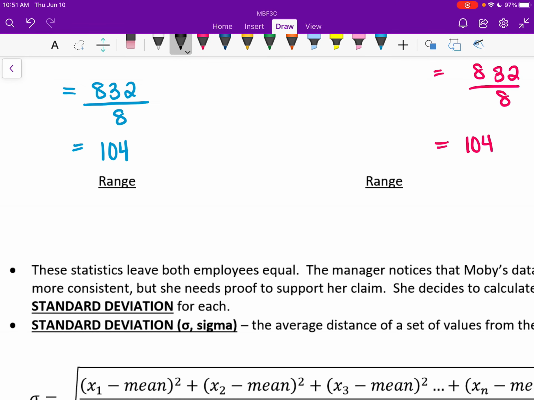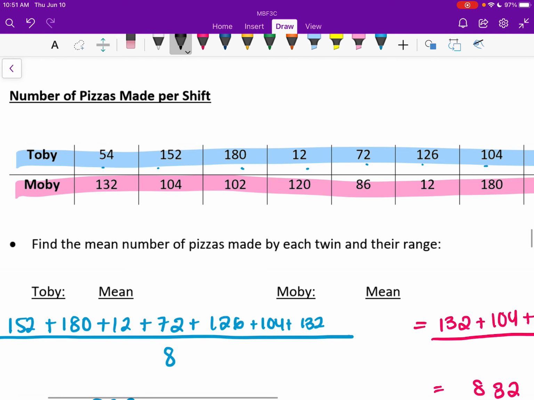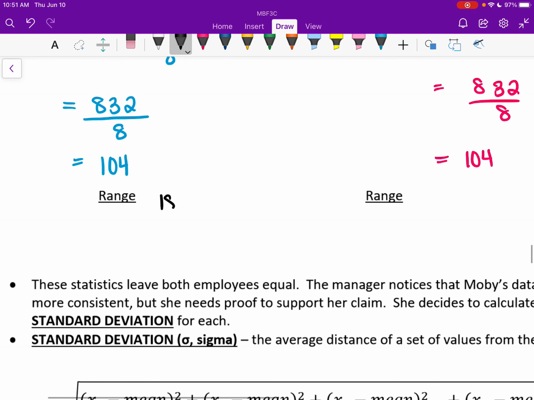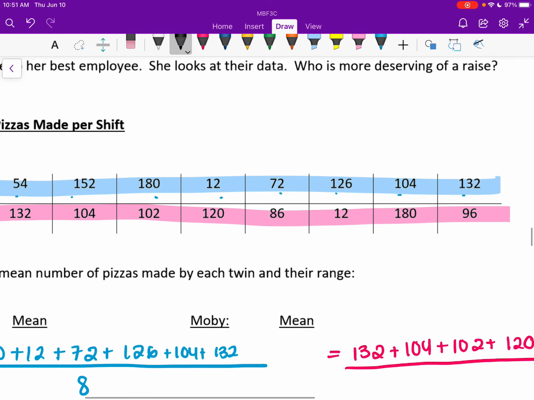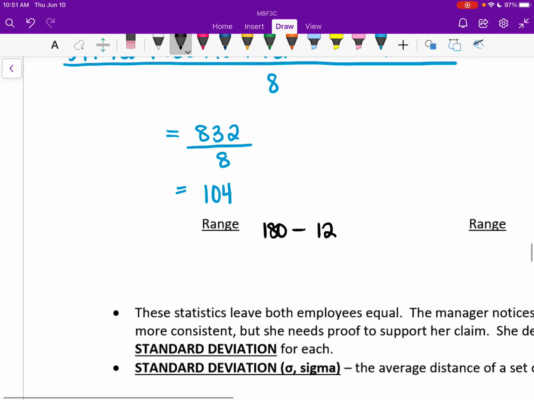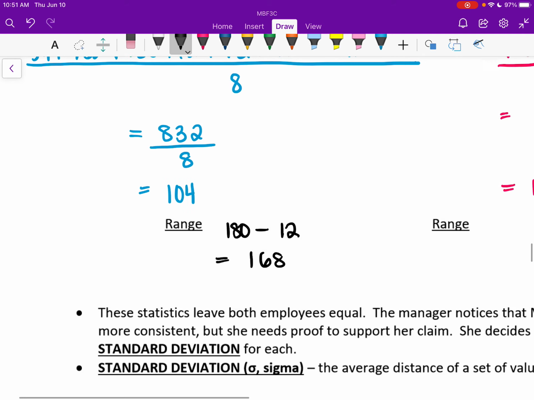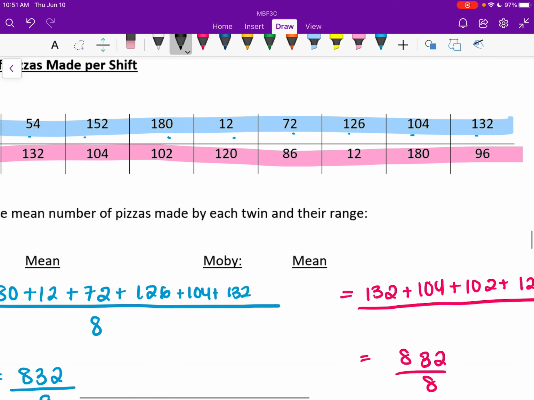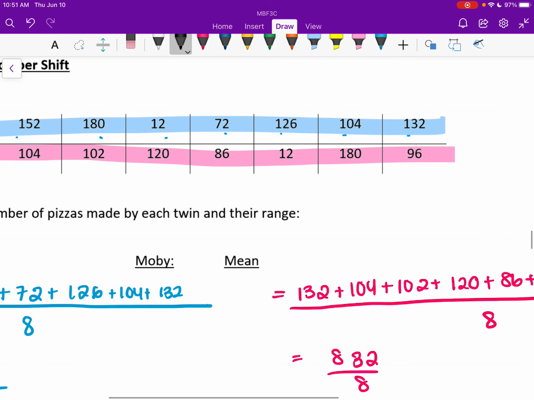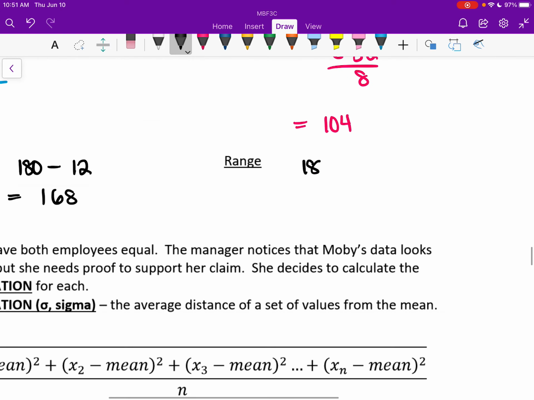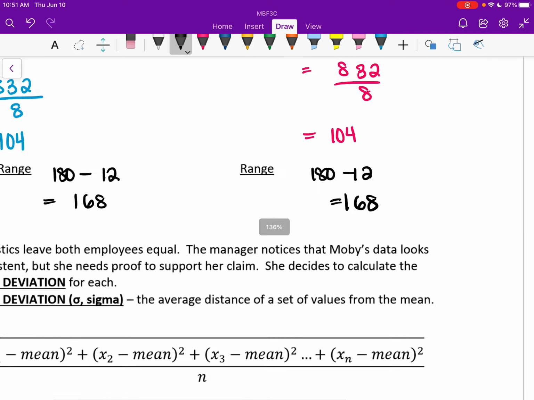So the most pizzas that Toby makes is 180, minus the least amount he makes, I think, is 12. So the range is 168. Over here, the most number of pizzas that Moby makes is 180, and the least he makes is 12 again. So the range here is also 168. So now, according to their mean and according to the range of pizzas they make, they have the same range and the same mean, right? So at these statistical levels, both these employees are pretty equal, right?